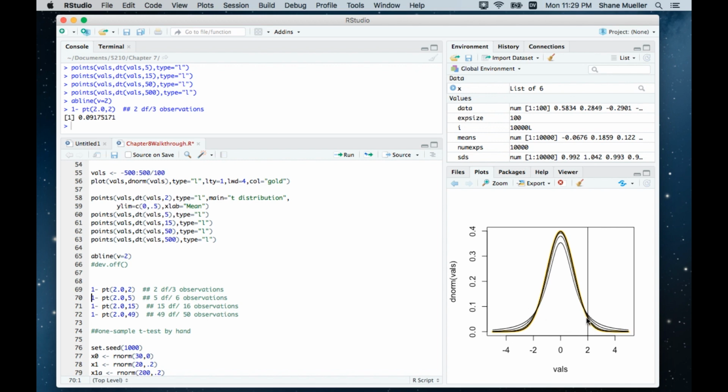And so there's about 9% of the data out here, or 9% of the density out here. If I increase this to 5, it cuts it in half to about 5%. If I increase it to 15, it goes to 3. If I increase it to 49, it goes to 2.5. And that's essentially what we get from the normal distribution too. So as we observe more and more, this is just the law of large numbers at work. As we have larger and larger experiments, our data are going to approximate a normal, our means are going to approximate a normal distribution more closely.